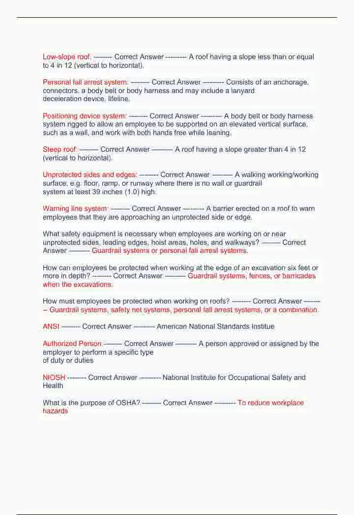What is the purpose of OSHA? Correct answer: to reduce workplace hazards.